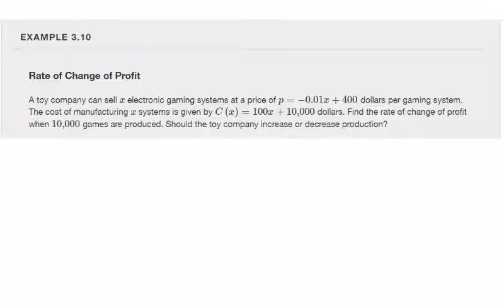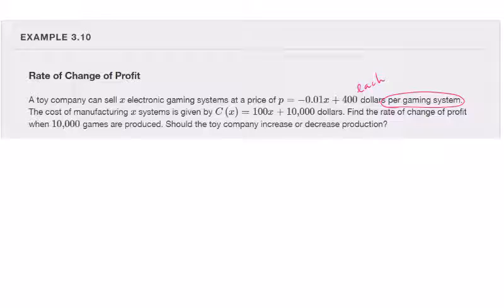All right, so here's a business example. And so we have the rate of change of profit. A toy company can sell X electronic gaming systems at a price of P equals negative 0.01X plus $400 per gaming system, right? So this is each. That's what the price is for each of them. So that's how much money they can sell it for.